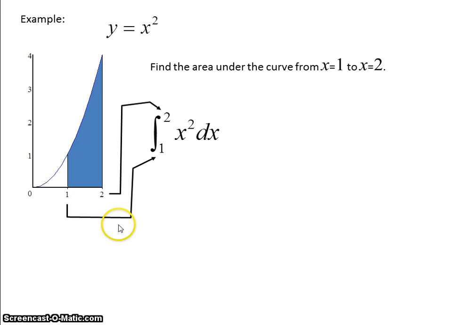So what would this look like? Well, we have the summation from 1 to 2 of the curve itself, which is x squared, so we integrate x squared dx. Again, we're going to be summing up all these little tiny rectangles underneath the curve. So what would this look like?